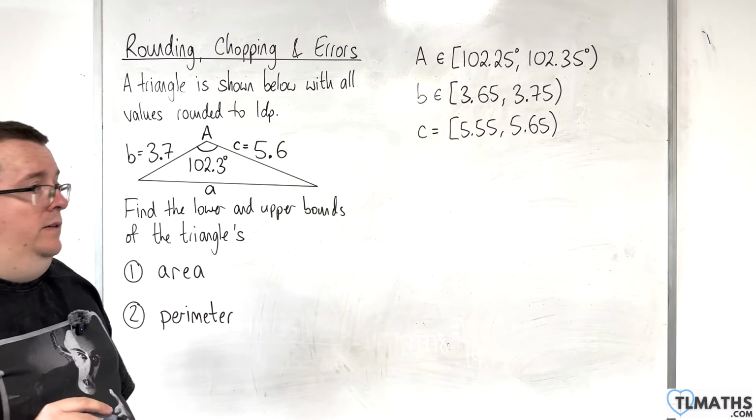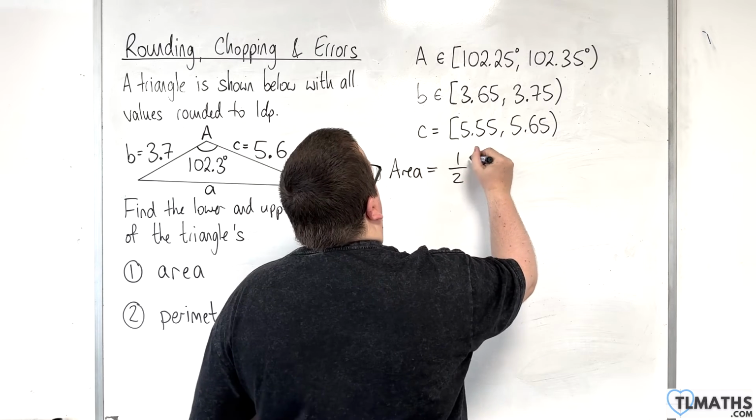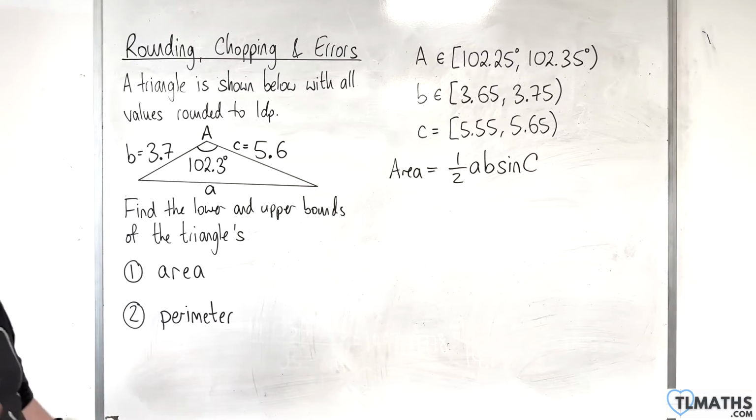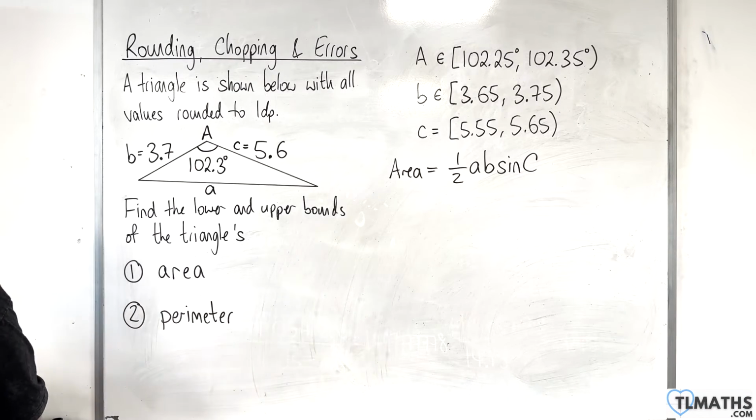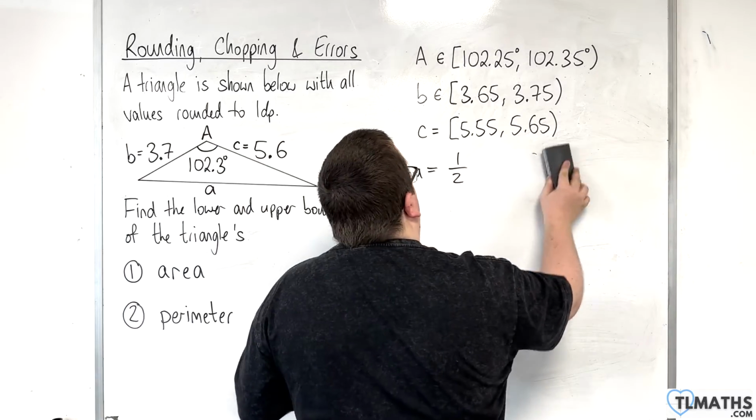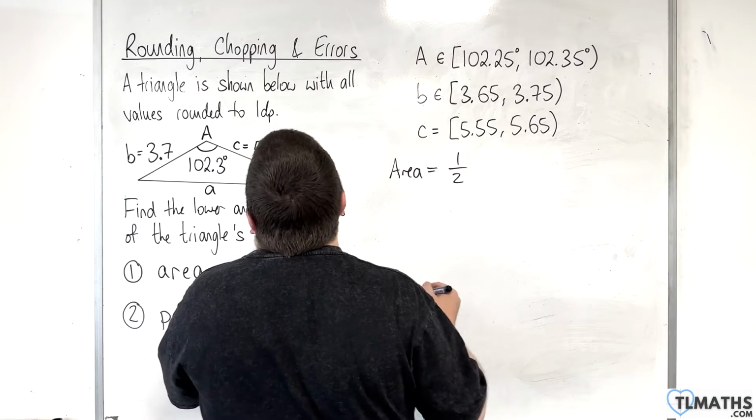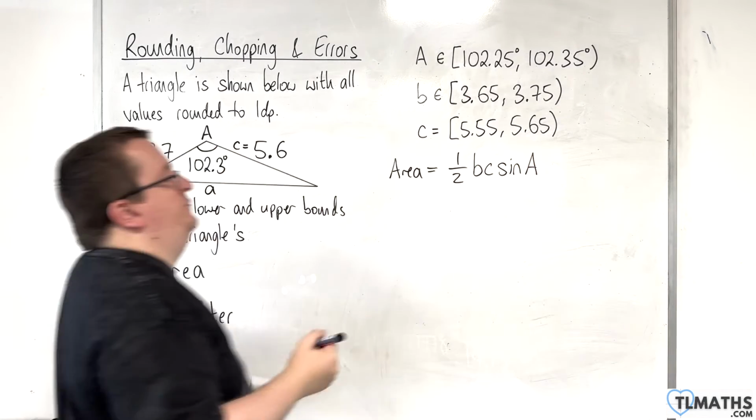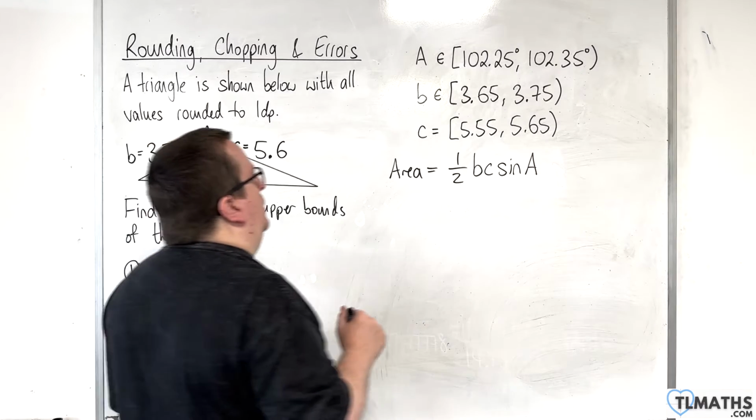So for the area of a triangle, we're going to be using half ab sine C, okay? So that's the formula we all know, but with the lettering that I've got, I won't be using C. I'm going to be using 1/2 bc sine A. Okay. So, the lower and upper bounds.